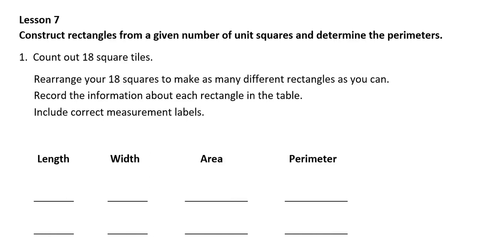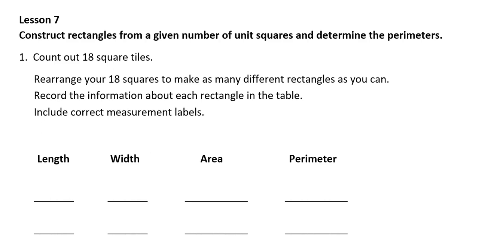This tutorial is for 3rd grade, Module 7, Lesson 7. In this lesson, we're going to continue to look at the connection between perimeter and area. The directions for the first section say to count out 18 square tiles and then rearrange the 18 squares to make as many different rectangles as we can. We're going to record the information about each rectangle in the table, including our measurement labels.